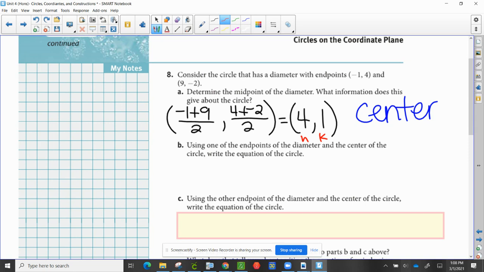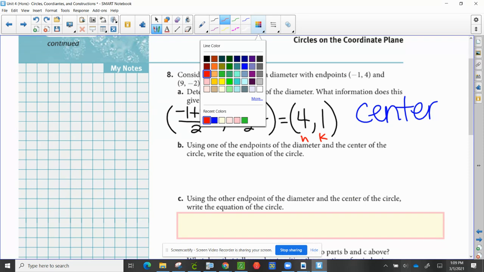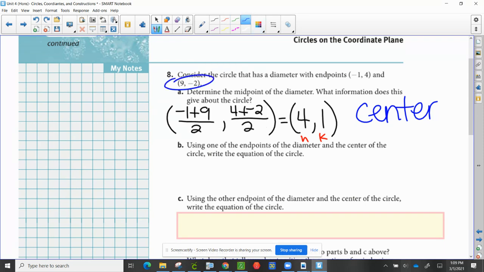Okay. Now, since we know our h, k now, we can use one of the endpoints. It doesn't matter which one you want to use. But you can use one of the endpoints, plug it in, and solve for your circle. So say I do, again, you just pick one and kind of roll with it. So say I pick 9, -2. That's the point I want to use. And I have my center point at 4, 1. I'm going to plug everything in and get my r squared value.